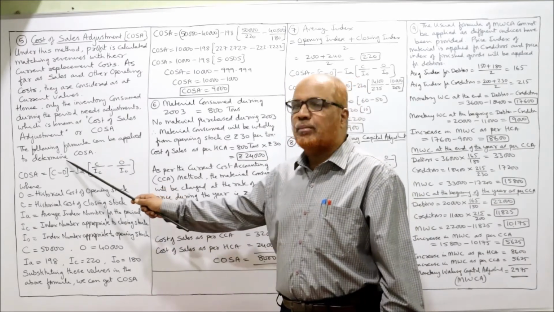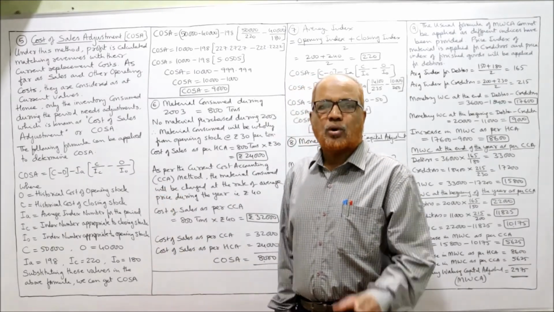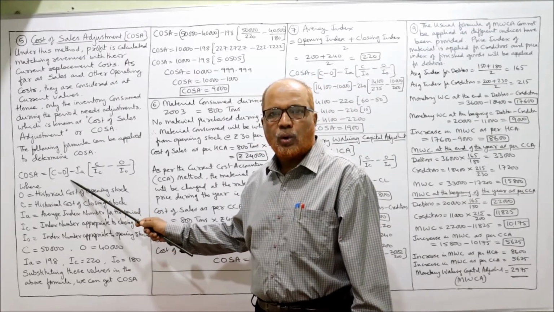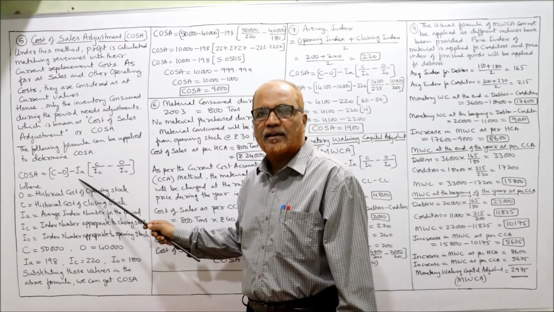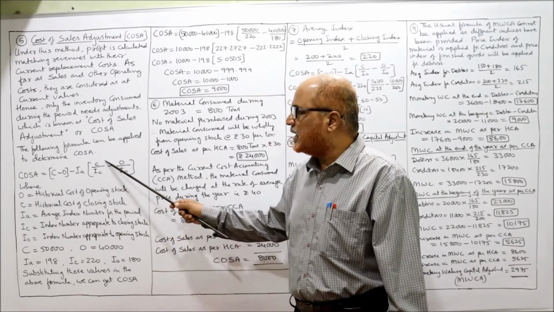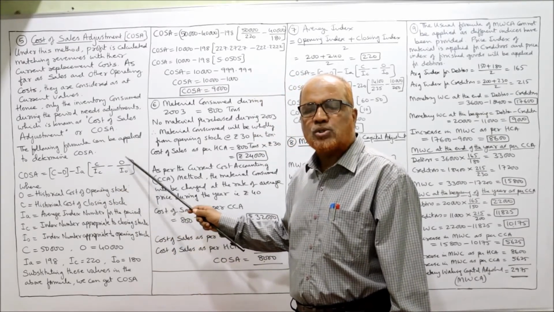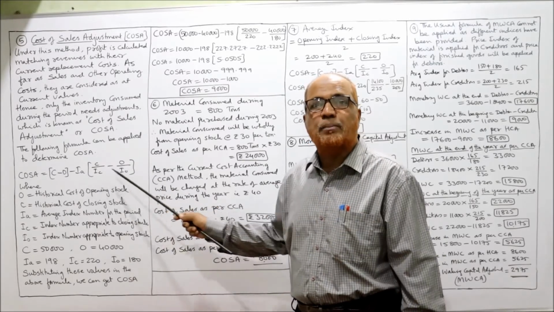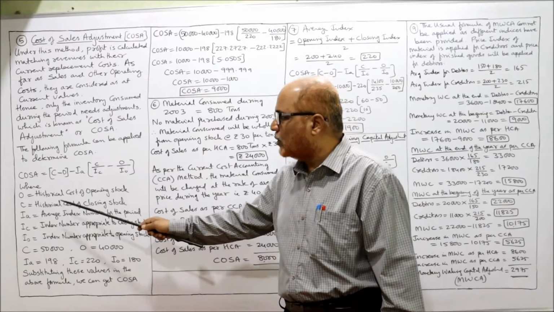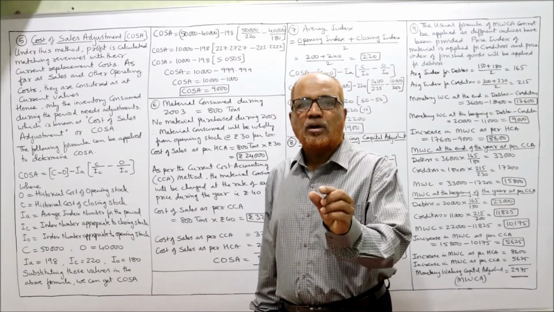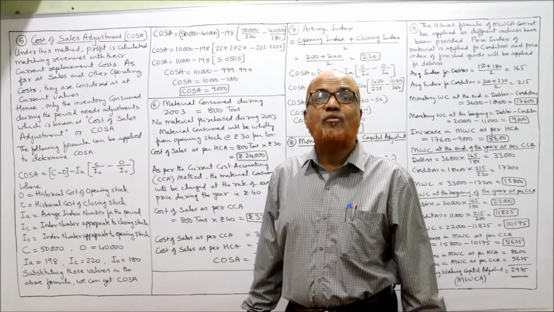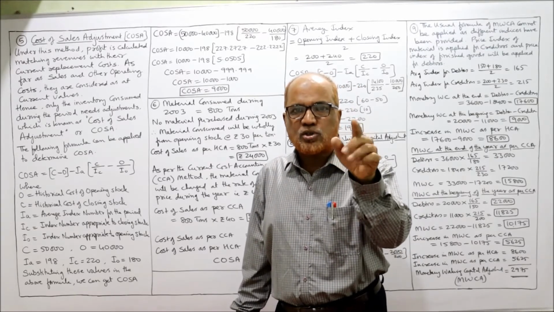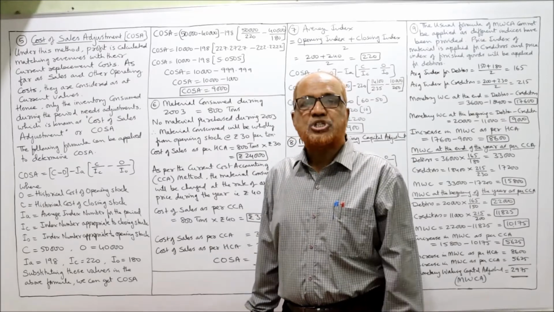The following formula can be applied to determine COSA. The cost of sales adjustment formula is: COSA = (C minus O) minus IA times (C divided by IC minus O divided by IO). So what is the meaning of all these symbols? Now I am going to explain. O stands for the opening stock. Which opening stock? Historical.